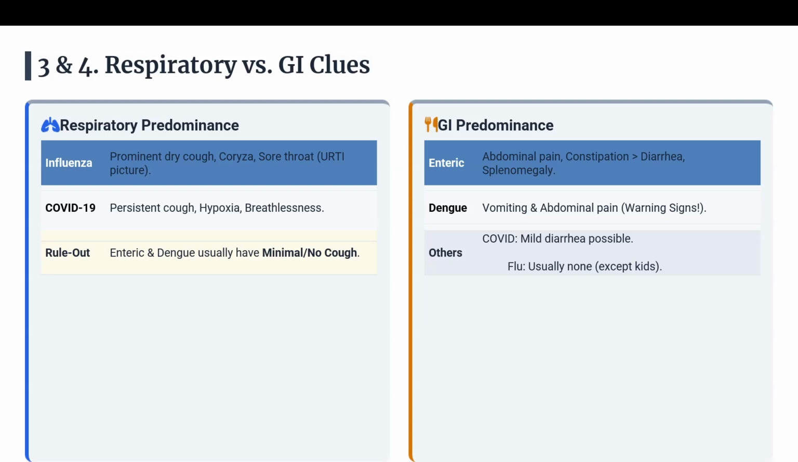Dengue fever usually does not have any cough, sore throat, or any upper respiratory features that suggest other infections. So COVID-19 will have a mild diarrhea in later stages. Flu usually none. There will be no abdominal symptoms.